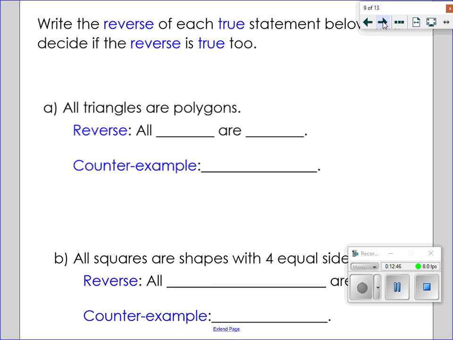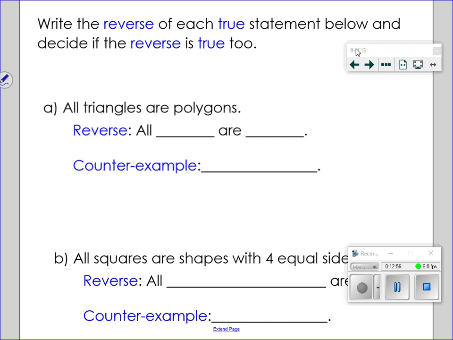We're going to see if we can write the reverse of each true statement below, and then we'll decide if the reverse is true as well or not. Okay? All triangles are polygons. Remember the word polygon. Poly just means many sided. So this is a closed shape that has many sides. All triangles are polygons. That's a true statement. That's the smallest polygon you can have, a 3-sided polygon, but that is true. All triangles are a closed 3-sided shape, a polygon.